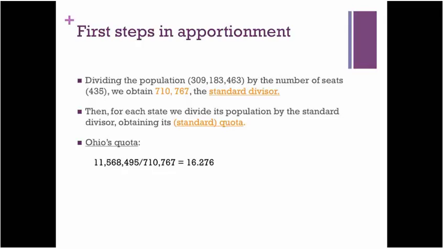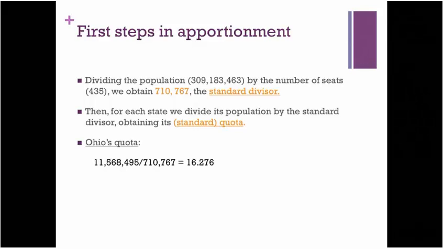Now, to find out how many representatives or how many districts each state should have, what you would seem to need to do is to divide its population by this number, the standard divisor. So for example, for Ohio, we would divide its population of 11.5 million and a bit more by the standard divisor, 710,000 and so on. When you do that, you get a number, 16.276. That is called the standard quota, or simply the quota for Ohio.